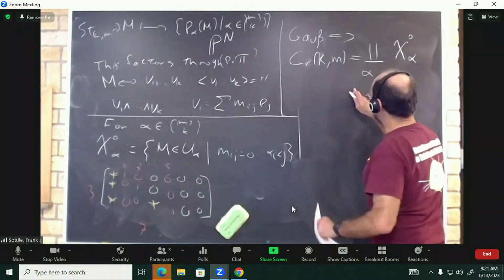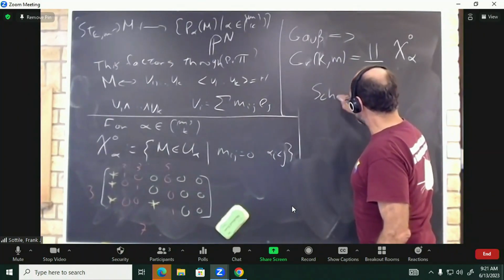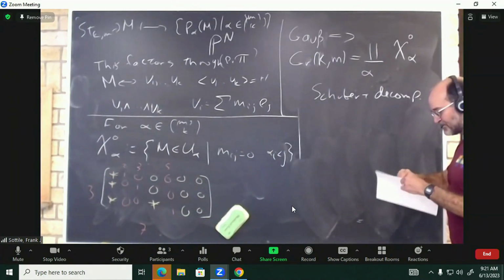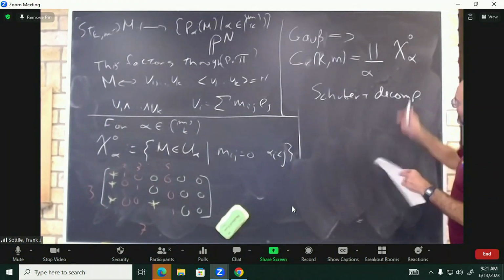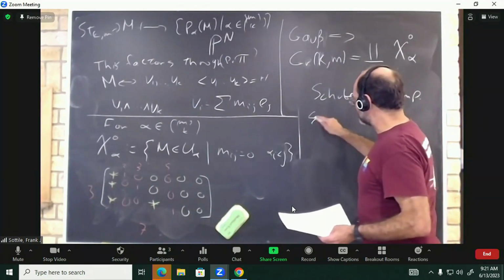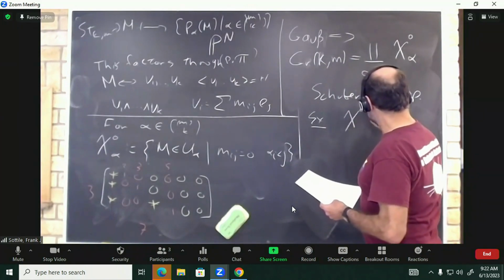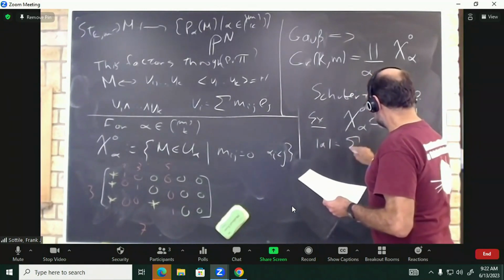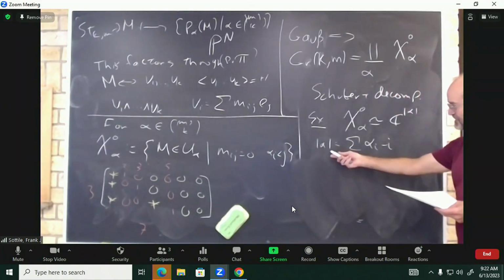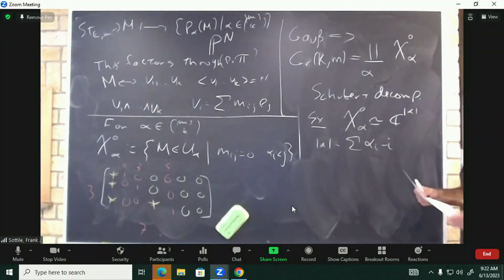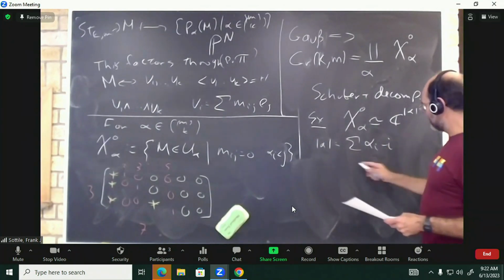Okay, so now, this is called the Schubert decomposition. Not so much that Schubert came up with it, but because it's related to these, which are called Schubert cells. And so in exercise 4, you're supposed to show that this is isomorphic to C to some number, where this number is simply the sum of alpha_i minus i. So this is a measure of alpha, sort of an L1 norm of alpha, but shifted. And this is called a Schubert cell.